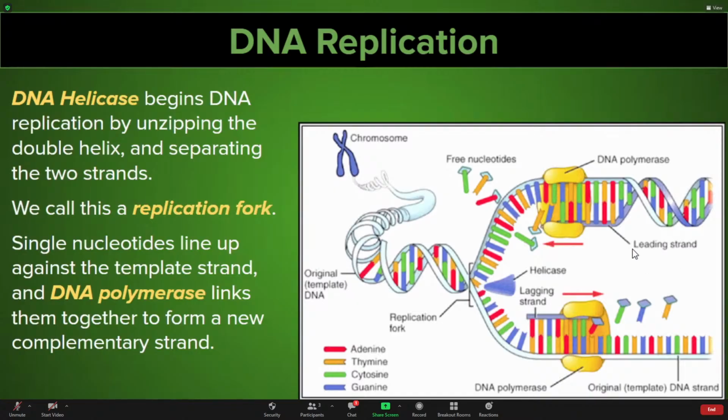Single nucleotides line up against our DNA template strand. Okay, and DNA polymerase then links them together to form a new complementary strand. And you can see that that's what's happening there. These free-floating DNA nucleotides are being linked on by DNA polymerase against our template strand according to the base pairing rule.